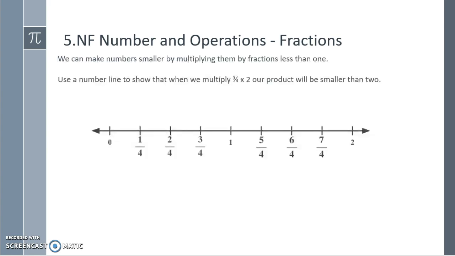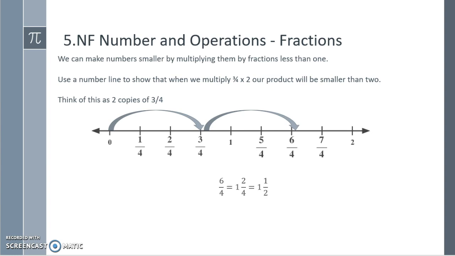products to factors. We can make numbers smaller by multiplying them by fractions less than 1. Use a number line to show that when we multiply 3/4 times 2, our product will be smaller than 2. We want to think of this as 2 copies of 3/4. So here's 1 copy of 3/4 plus another copy of 3/4, which brings me to 6 copies of 1/4, which is the same as 1 2/4 or 1 1/2. Again, be flexible with the way you allow students to represent their numbers.